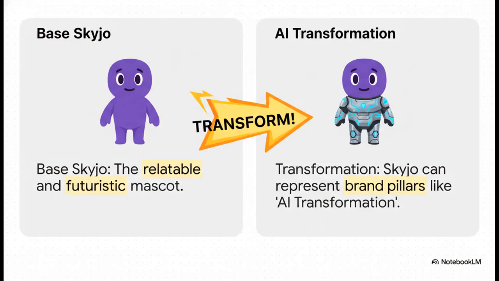And check this out. This slide shows you exactly what I mean. On the left, that's our base Skyjo. But on the right, just by prompting an outfit that uses the brand's Innovation Silver, he is now visually representing that pillar of AI transformation. It's the exact same character, just telling a different part of the story, with perfect consistency.